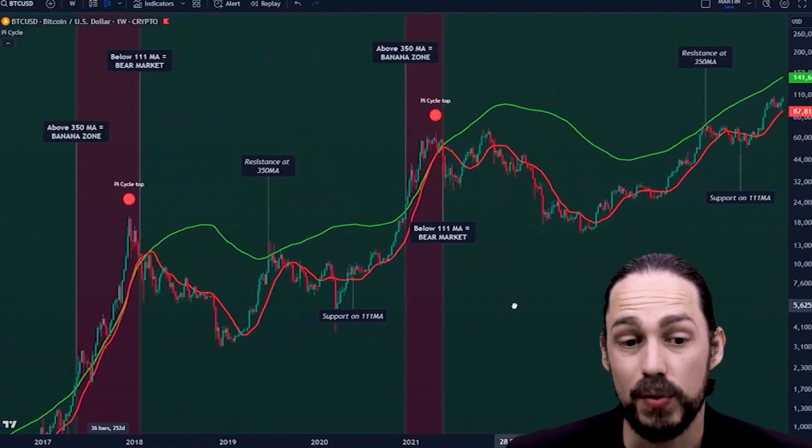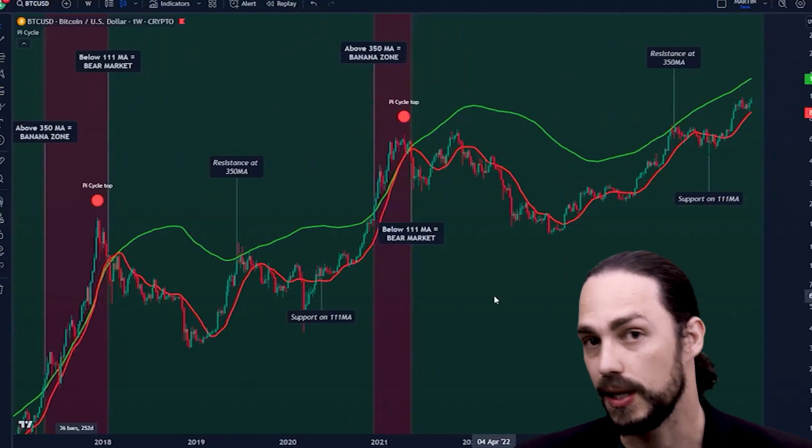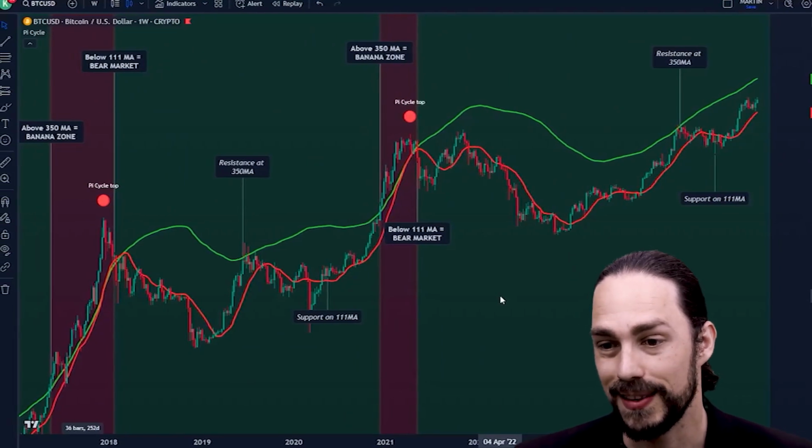What will happen? Unfortunately, we can't be sure. At the moment, it is looking positive, but we do need to keep a very close eye on the red line and the green line to try and see if Bitcoin has what it takes to enter the next banana zone.